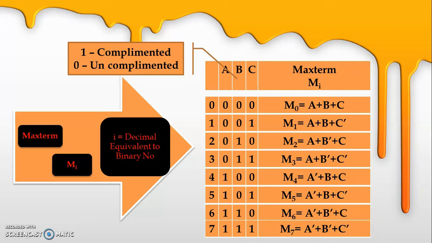This way, for 3 input variables, we have a maximum of 8 possible maxterms: M0, M1, M2, M3, M4, M5, M6 and M7. But the condition depends on the input variables. We have to take the literals either complemented or uncomplemented: if the input variable is 1, we take complemented literals, and if it is 0, we take uncomplemented.